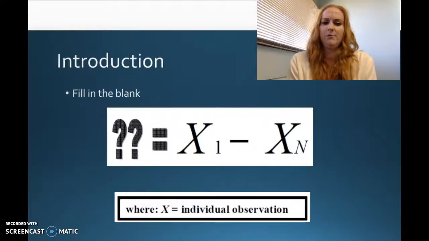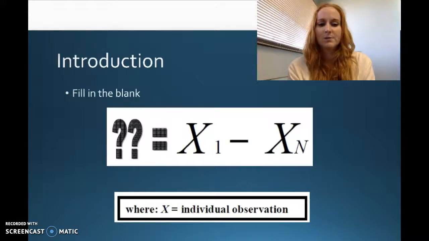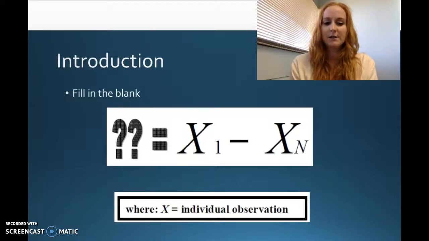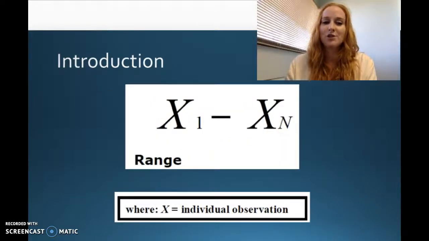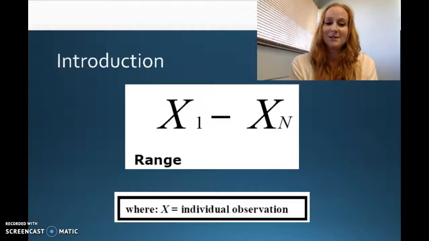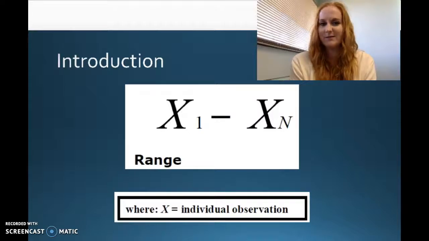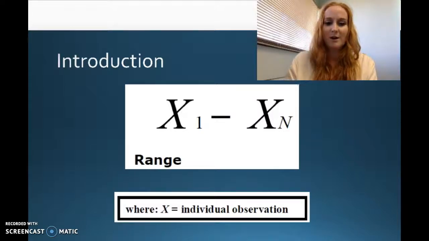What about this formula? What would this be about? X1 is the first individual observation, Xn would be the last. If you said range, you're right. So this is the range from the first and the last, or the highest or lowest observations, to know how many numbers are in between, to give a sense of how much data is going on between here and there.